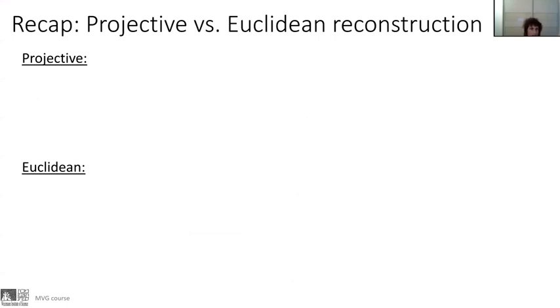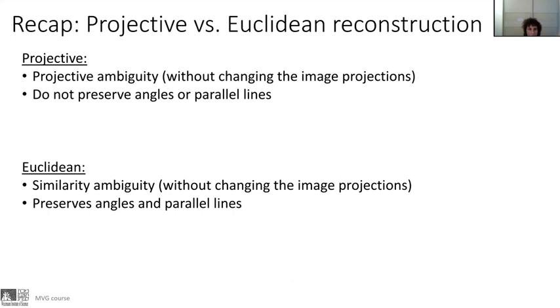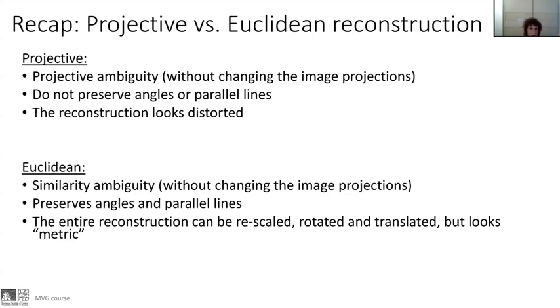Let's recap the differences between the projective and the Euclidean reconstruction. In the projective space, we have projective ambiguity, and in the Euclidean space, we have similarity ambiguity. The first one does not preserve angles or parallel lines. The second one preserves angles and parallel lines. This is the reason that we see the visual reconstruction so nice. In the first one, the reconstruction looked distorted, as we said, and in the Euclidean space, the entire reconstruction can be rescaled, rotated, translated, like what you said a minute ago, and this looks very nice and metric.